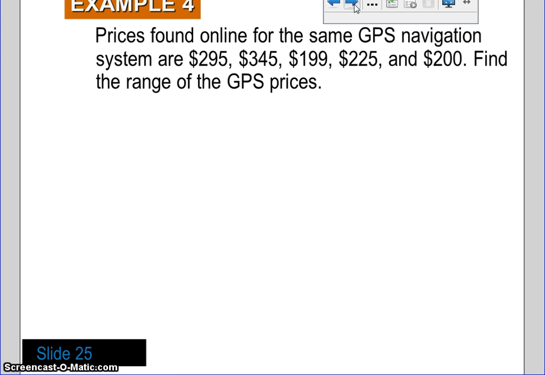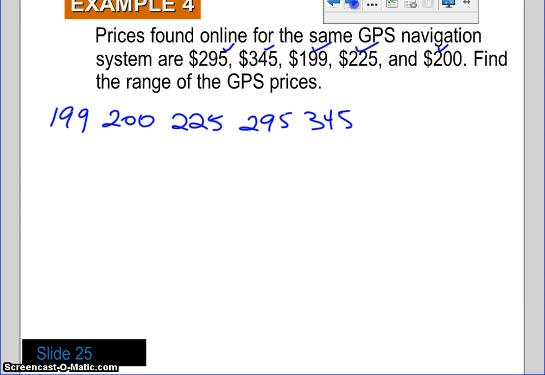All right, example 4. It says the prices found online for a GPS navigation system are as follows. And it's asking us to find the range of these prices. So again, we're going to put them in order. So we have 199, 200, 225, 295, and 345. I've got 1, 2, 3, 4, 5 values, and I've got 5 listed here. The range is simply taking the top value and subtracting the bottom value, and I find that my range here is 146.